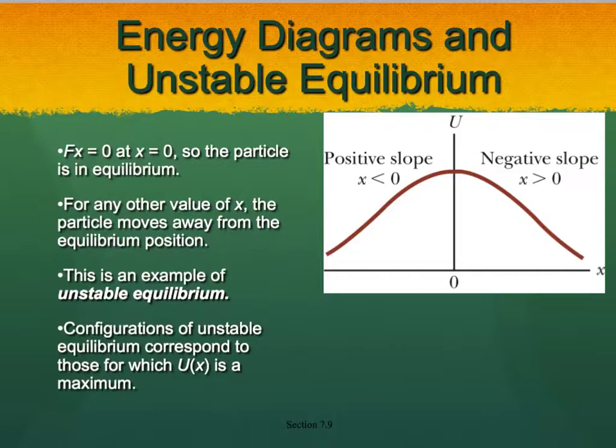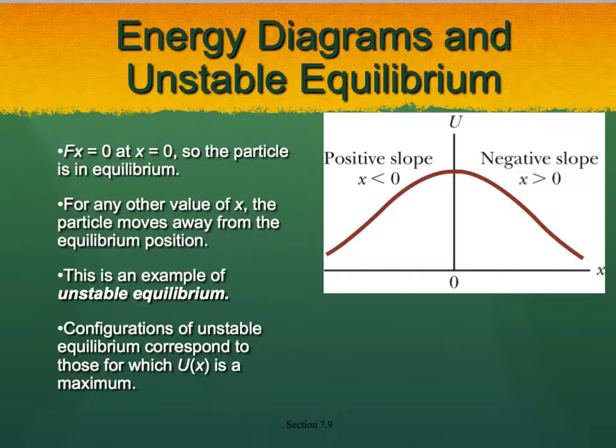Unlike a spring, which goes back to its equilibrium position when we stretch or compress it, in an unstable equilibrium, if we move something away from where x is equal to 0, it's going to move away from that equilibrium position. That's why we call it an unstable equilibrium. We can see from our graph that if x is greater than 0, we have a negative slope, and if x is less than 0, we have a positive slope.